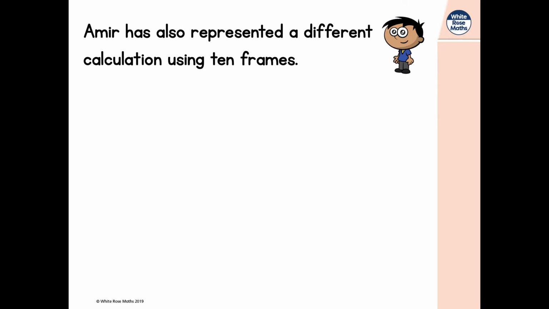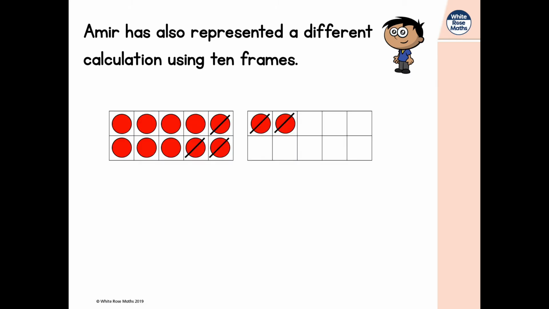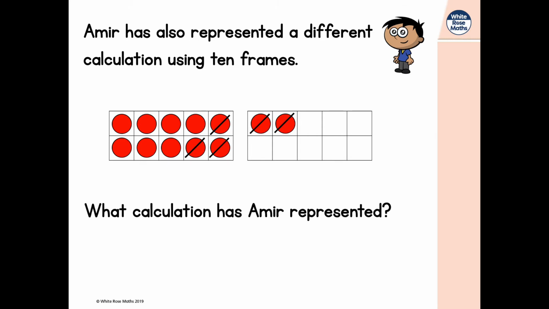Amir also represented a different calculation using 10 frames. Let's look at his. This reminds me of Rosie's. What calculation has Amir represented? Well, he only used red counters as well.